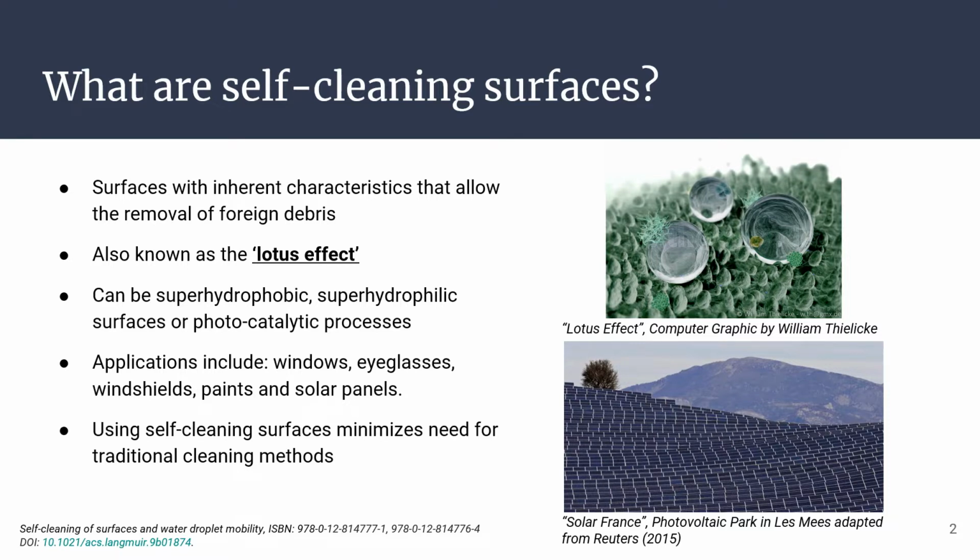Some applications for self-cleaning surfaces include things such as windows, eyeglasses, windshields, paints, and solar panels. Of particular interest are solar panels. Any dust on these surfaces tends to inhibit the conversion of UV to electrical energy, and the microstructures typically used to do so also fundamentally improve the UV absorption of the panel.